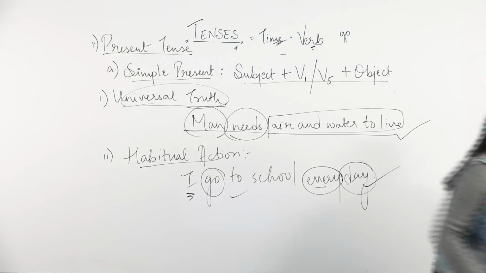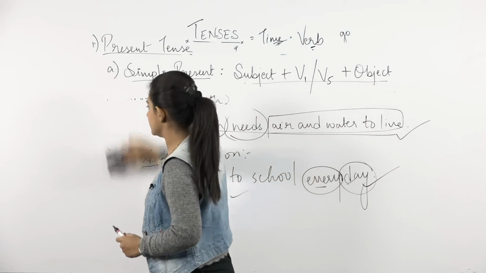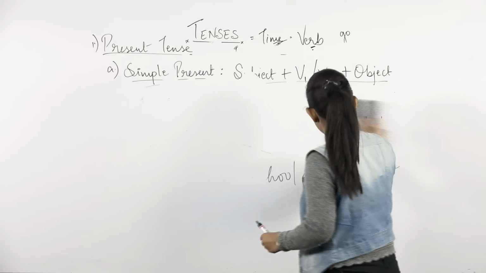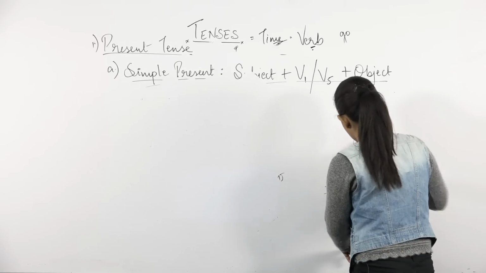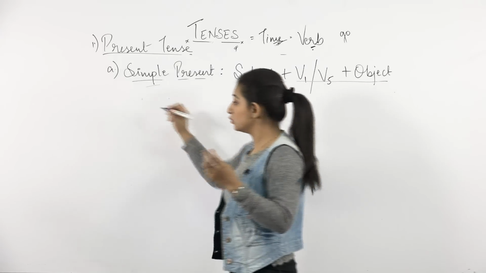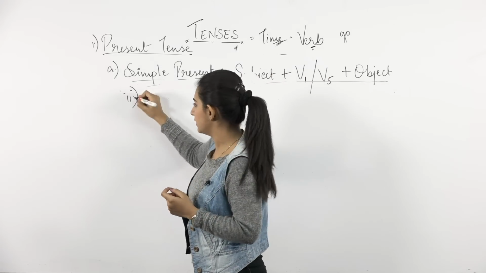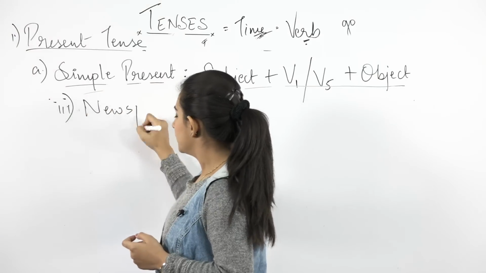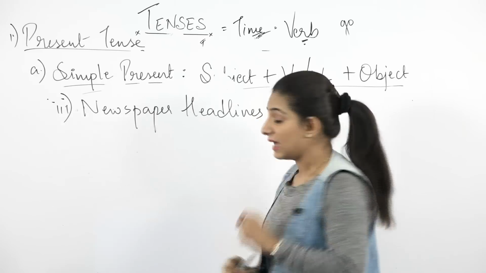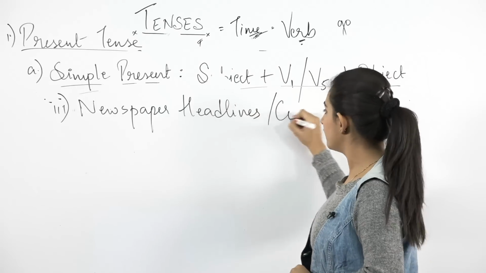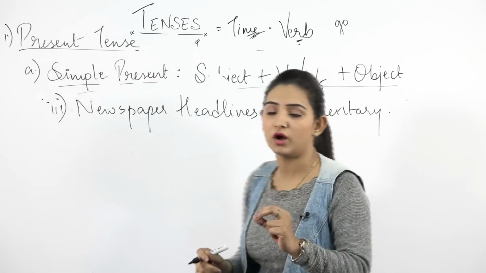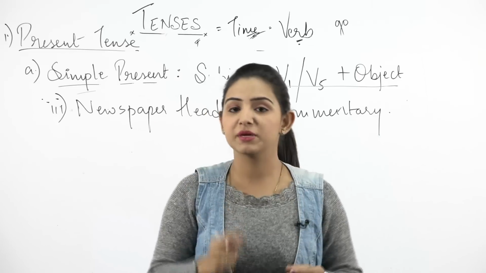Now, इसके अलावा हम इसको कहाँ use कर सकते हैं? Quickly. Apart from universal truth and habitual action, where can we use these? अच्छा, एक आंसर आया था that we can use it with what? Newspaper headlines के साथ हम इसको use कर सकते हैं, है ना? एक और आंसर था newspaper headlines. And I want to associate one more thing with it. If we have anything in commentary, then in that case also we use what? क्या यूज करते हैं हम इसके साथ? इसके साथ भी हम सिंपल प्रेजेंट का यूज करते हैं.